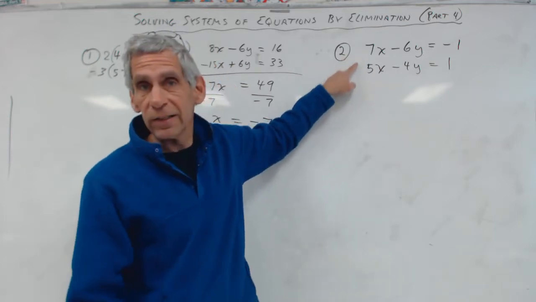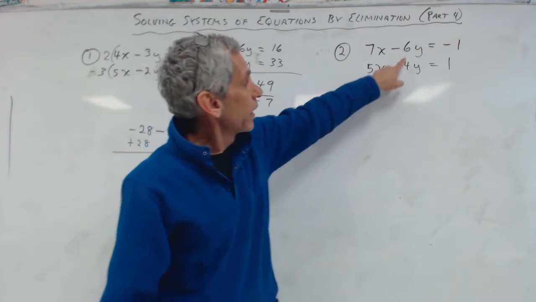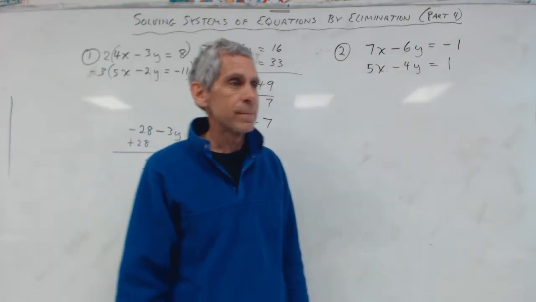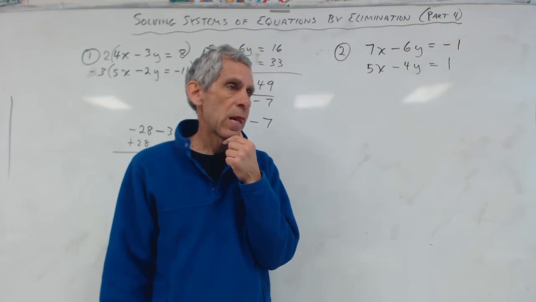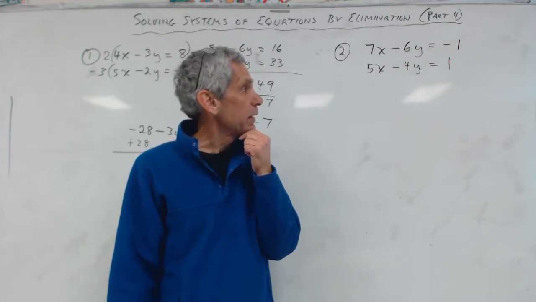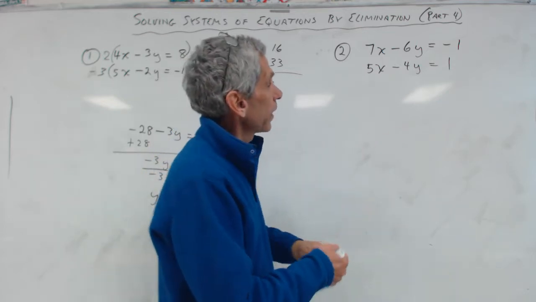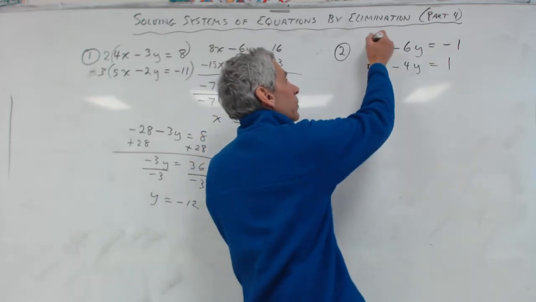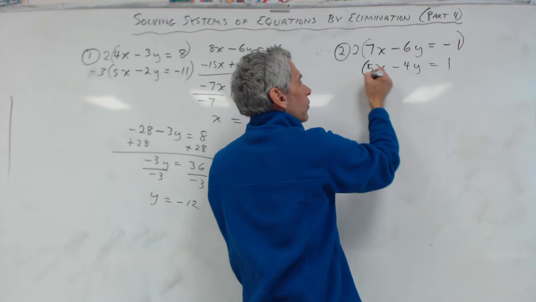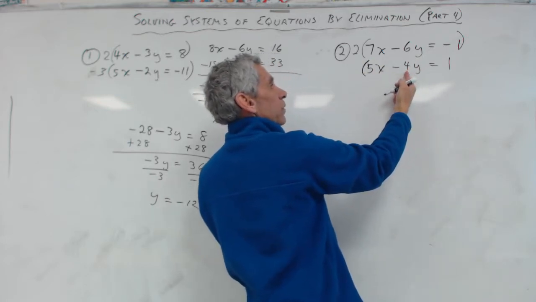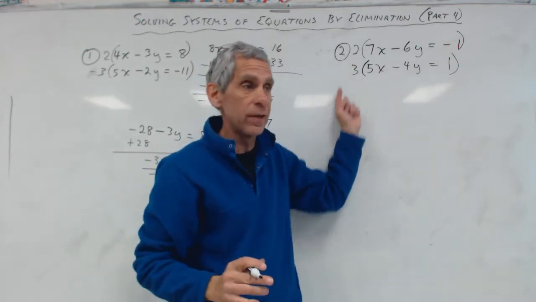So I look at this. The coefficients in front of the x's are 7 and 5, and negative 6 and negative 4. What would you do? Okay. And what would be your lowest common denominator? 12. Okay, so what would I multiply 6 by to get 12? 2. What would I multiply 4 by to get 12? 3.